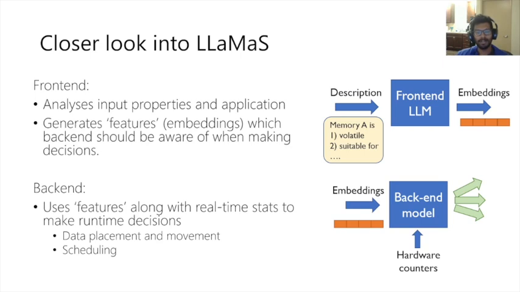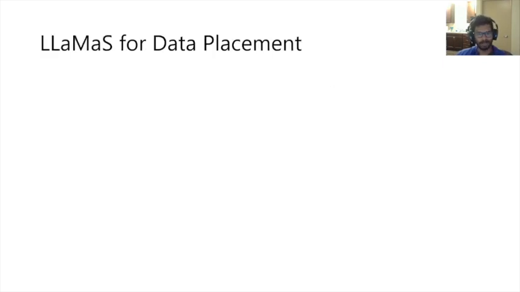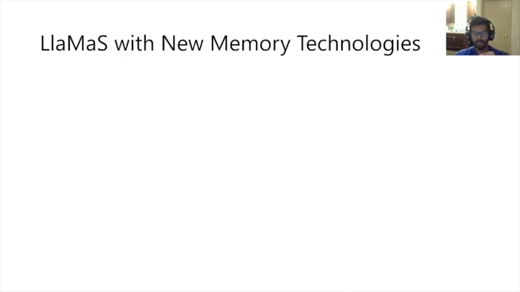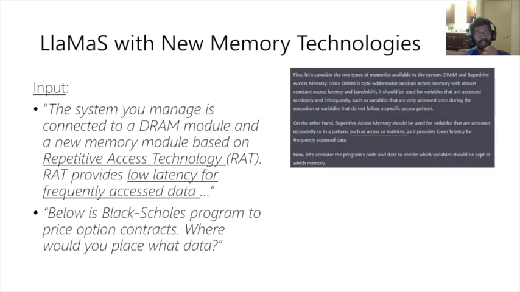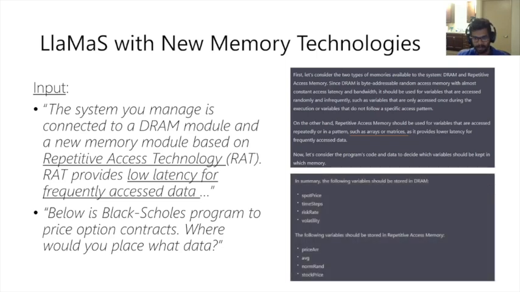Now, to test the feasibility of this solution, we ran some experiments with ChatGPT, which uses GPT 3.5, a well-known LLM. So we tested with a new memory technology. We created a new technology called repetitive access technology, or RAT. The idea was that RAT would provide low latency for data that is accessed frequently. The model was able to extract the features of RAT and decide that variables that are accessed repeatedly need to be placed in RAT. It generated a list which we verified and were surprised to see it was correct.